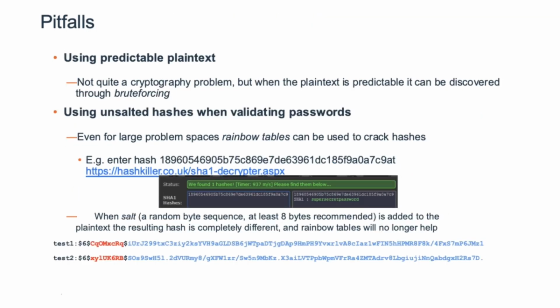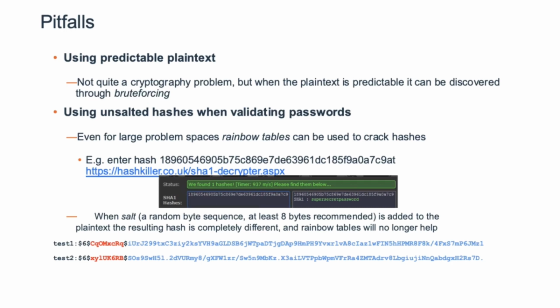Using predictable plain text that you're hashing is problematic. It's not quite a cryptography problem, but if, let's say, you hash a password and that password is easily guessed because somebody uses a list of commonly used passwords and that password just happens to be there, then when they use brute forcing, they could go through all possible combinations and come up with a hash that corresponds to this password. The fix for that is using something called salted hashes.